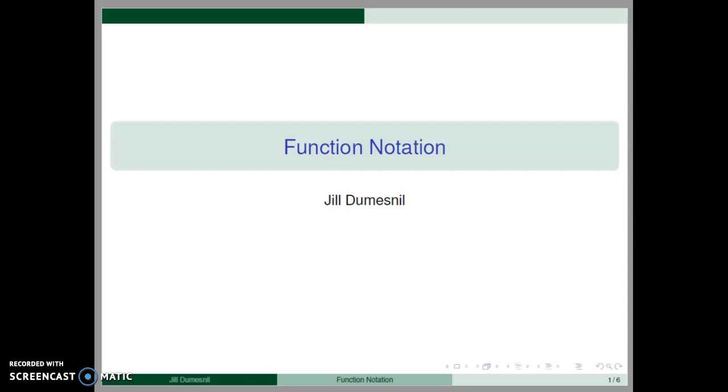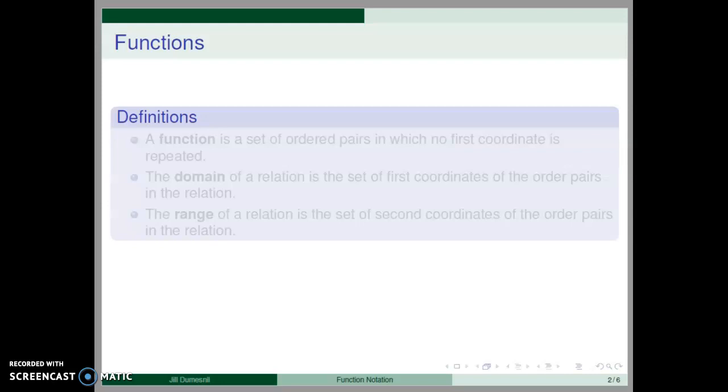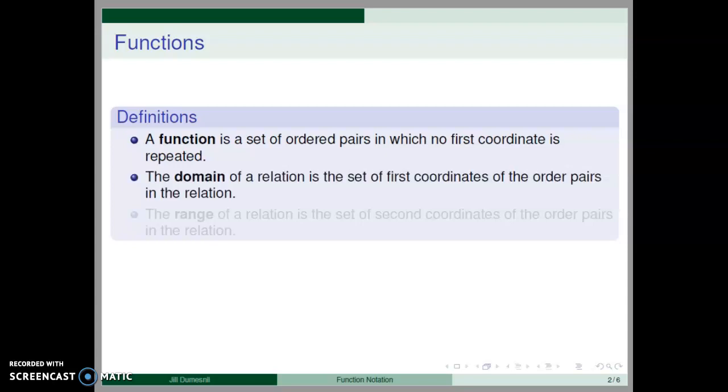Functions are one of the central objects of investigation in mathematics, so understanding how they are expressed and evaluated is of critical importance. Let's quickly review some definitions needed in a discussion of functions. A function is a set of ordered pairs in which no first coordinate is repeated. The domain of a function is the set of first coordinates of the ordered pairs in the relation, and the range of a function is the set of second coordinates of the ordered pairs in the relation.